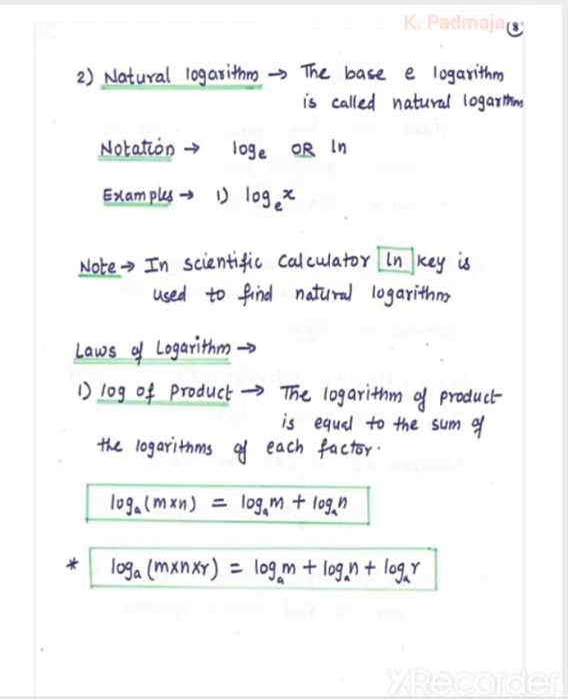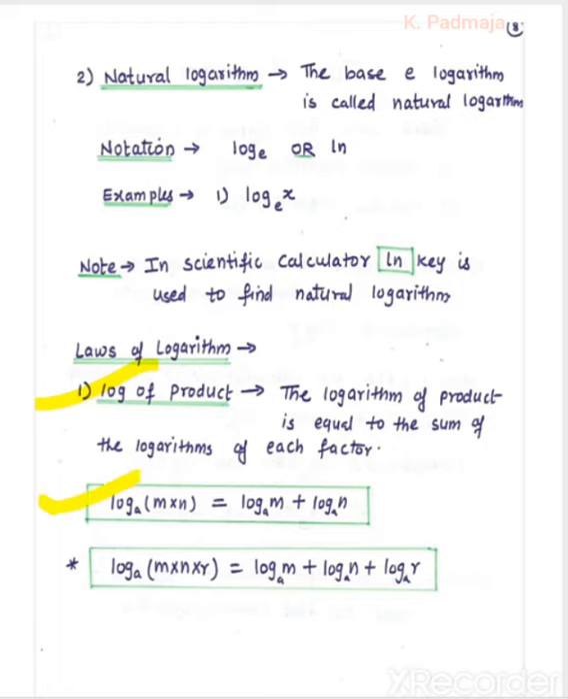So the first one is log of product. The logarithm of a product is equal to the sum of the logarithms of each factor. If we want to find the logarithm of the product of two numbers, log of m into n to the base a is equal to log m to the base a plus log n to the base a.